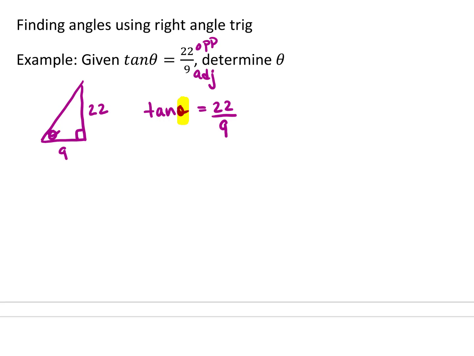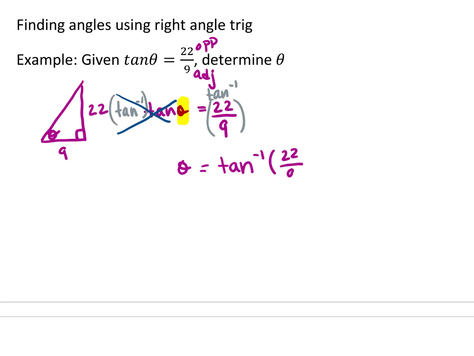So in order to get theta by itself, what we do is we take the inverse tan of both sides. So tan^-1. And what we do to one side, we do the same thing to the other side. So on the left-hand side, these cancel. So the regular tan and the inverse tan cancel. On the right-hand side, we're left with the inverse of tan of 22 over 9.